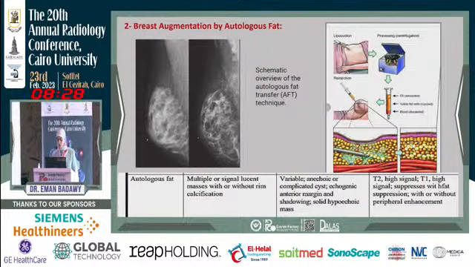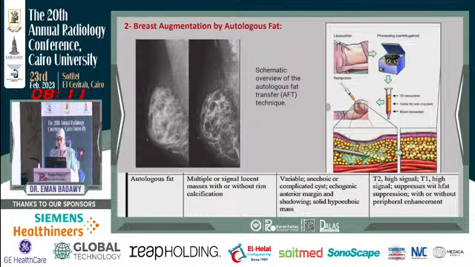Second procedure is the breast augmentation by autologous fat injection. First, liposuction is done from any part of the body. Then the fat is processed and directly injected into the breast.